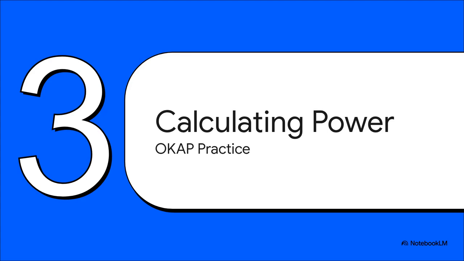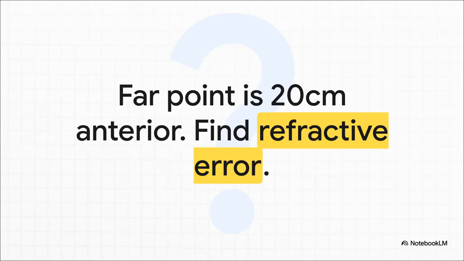All right, part 3. Let's do some active recall and OCAP practice by calculating power. Let's test this with a realistic scenario. Imagine a patient whose far point is 20 centimeters anterior to the corneal plane. I want you to pause for a second and think, what is this patient's refractive error in diopters? Remember your foundational formula here. Really lock in your answer before we move on.